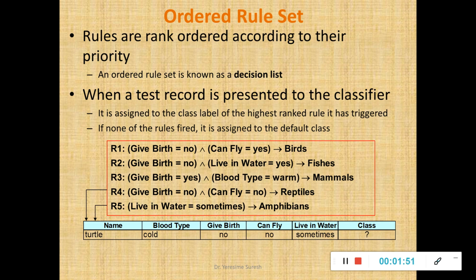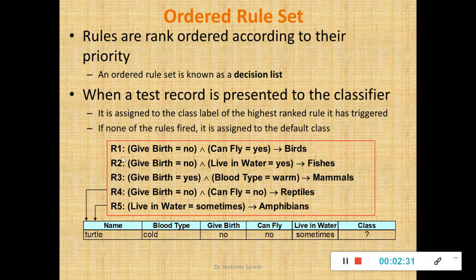When a test record is presented to the classifier, it is assigned to the class label of the highest rank rule it has triggered. If none of the rules are fired, then it is assigned the default class. We'll see an example here. I have 5 rules, R1, R2, R3 up to R5, and I have a new instance. The name of the animal is turtle, and I'm supposed to find the class. To which class will it fit, whether bird, fishes, mammals, reptiles, amphibians, etc.? I'm not sure. I'm supposed to apply this record and see whether any of the given rules covers this instance.